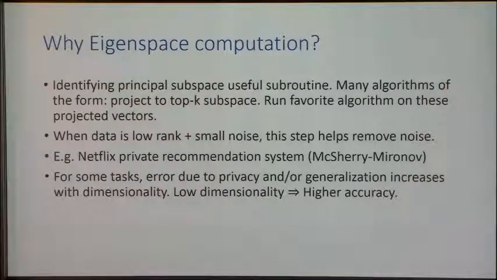So why do we want to do this? I guess this is a useful subroutine in many algorithms. If we think of our xi's as data which lies in a low-dimensional subspace plus noise, you want to eliminate noise to end up with a low-dimensional problem. This could help you from a computational viewpoint, from a generalization error viewpoint, also from the privacy viewpoint, and so on and so forth. And in fact, this was a subroutine that was used by McSherry and Mironov in their implementation of a differentially private recommendation system for the Netflix challenge. Okay. So this is the problem we'll try to solve.